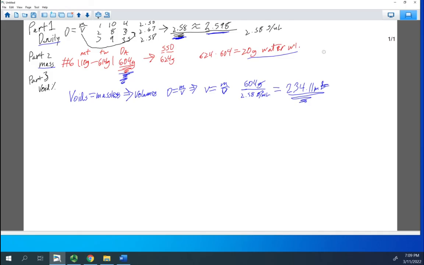Well, water has a density of 0.9999998 grams per milliliter, which for this class might as well be 1 gram per milliliter. So we can take our 20 grams, divide that by 1 gram per milliliter, and that leaves us with 20 milliliters.